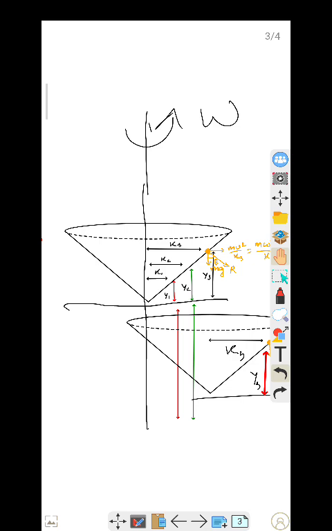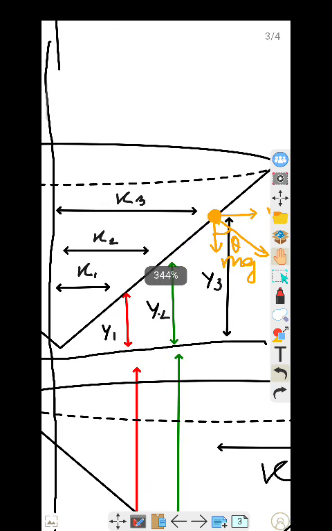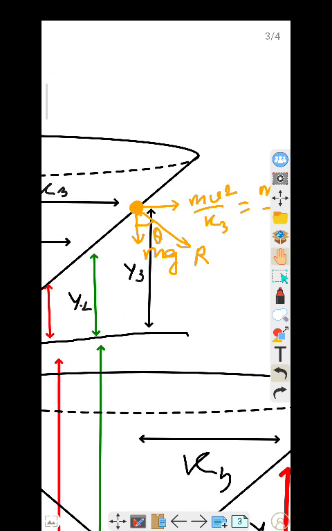I have taken a point mass, or an atom, a molecule of the liquid. This particular molecule is lying at the top open surface. It is revolving in a path of radius x3 about the axis. So the centrifugal force acting on this particle is mv square by x3.